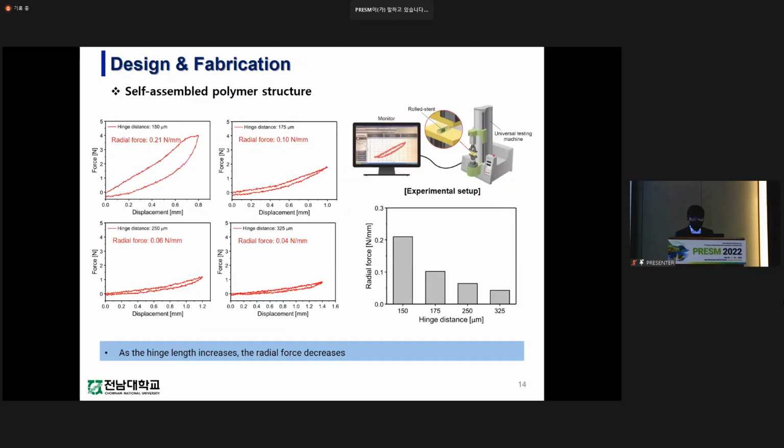The radial force of the fabricated structure was measured using a universal tensile tester, and the higher radial force can be explained by an increase in the overlapping area in the stent with a small diameter.